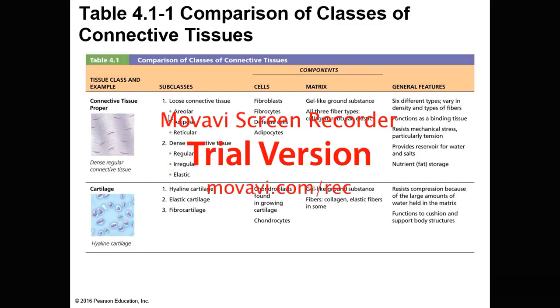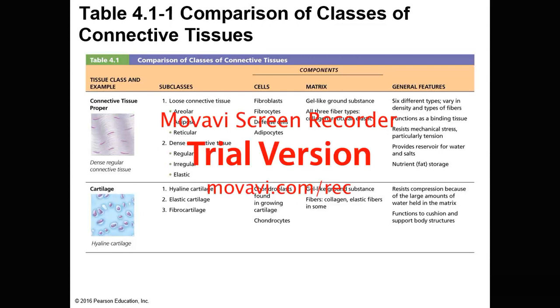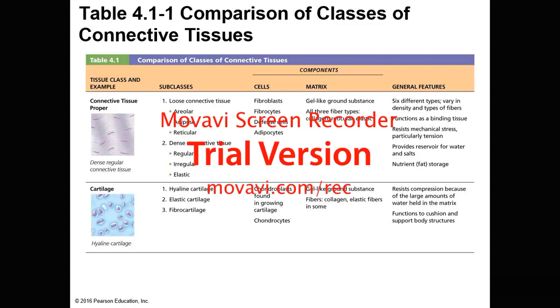So under loose, you have areolar, adipose, and reticular, okay, connective tissues. For the dense connective tissue, you have regular, irregular, and elastic, okay? And again, we're going to go over more details about all of these classes, but we'll just go over a brief overview right now. All right, so the cells dealing with connective tissue proper are fibroblasts, fibrocytes, defense cells, and adipocytes. Adipose is just fat, okay? All right, the matrix: gel-like ground substance, all 3 fiber types, collagen, reticular, elastic.